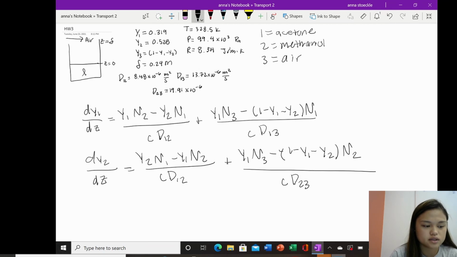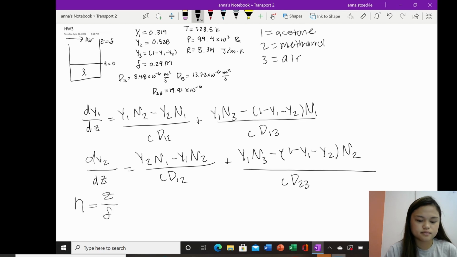Those are mole fractions. But now I want to make the distance also range from 0 to 1. So I'm going to make this variable eta. I want to take that distance z and divide it by that total distance of delta. I think I might have said eta for this earlier, but that's delta. That's the maximum distance, 0.24 meters. By dividing these, I get a dimensionless number.